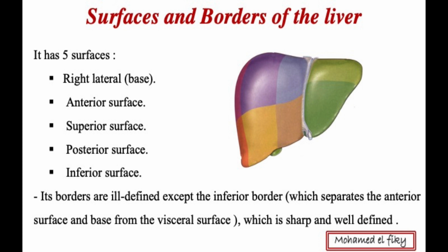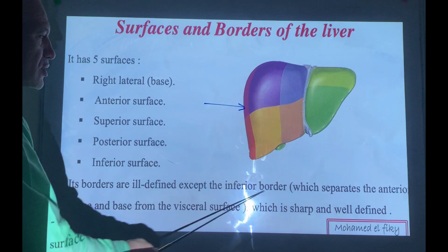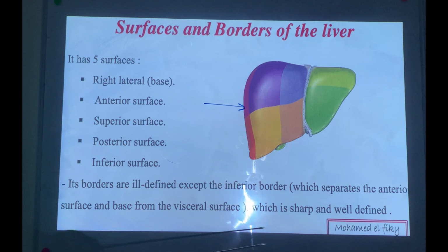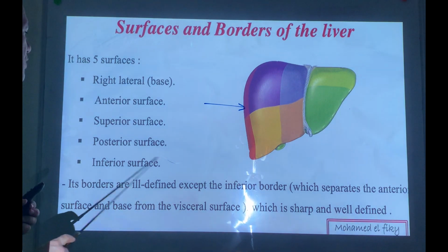The liver has 5 surfaces. Right lateral, in this direction, this is the right lateral surface or the base. Anterior surface from the front, superior surface from above, posterior surface from the back, and inferior surface. The borders are ill-defined except the inferior border, which is a sharp border separating the anterior surface from the base and the inferior or visceral surface.